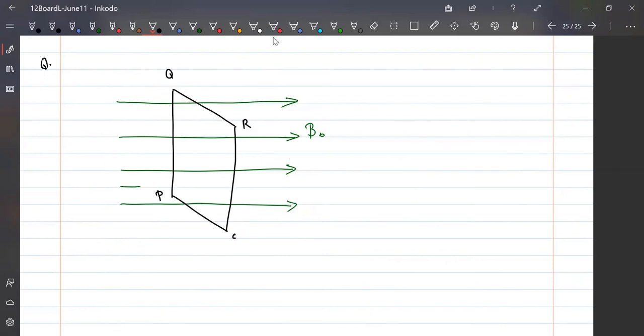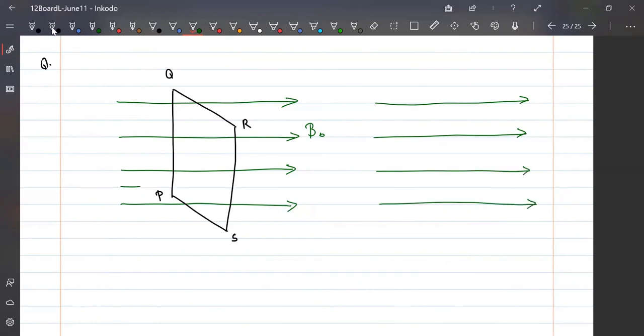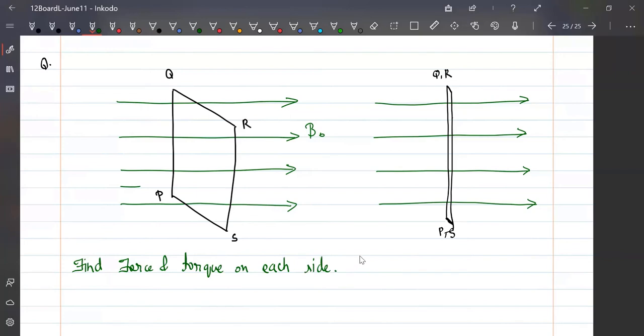R, S. If you look at it from in front of me, then I will see the loop as a line. See, as a line, QR will be here, and P and S here. So you have to find the force on each side and the torque on each side, then the net force and net torque.